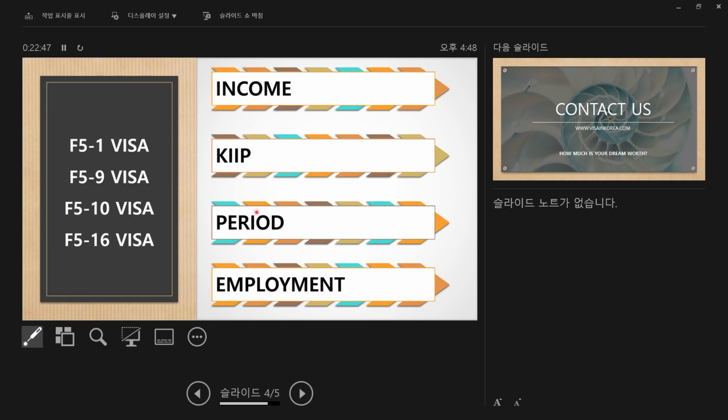So within 3 years, you can work over 1 year as a regular worker, permanent worker, or you can add previous E7 and F2 and combine them. After the acquisition of your master degree, from 3 years, you have to work over 1 year at the date of F5-10 visa application.